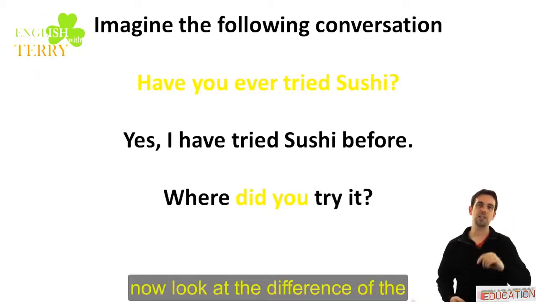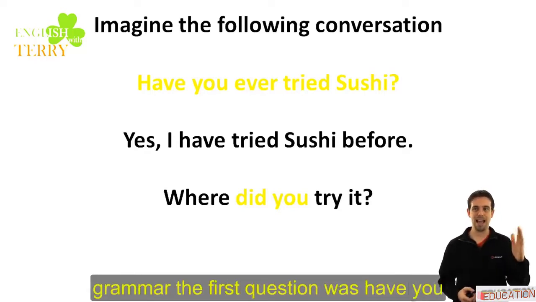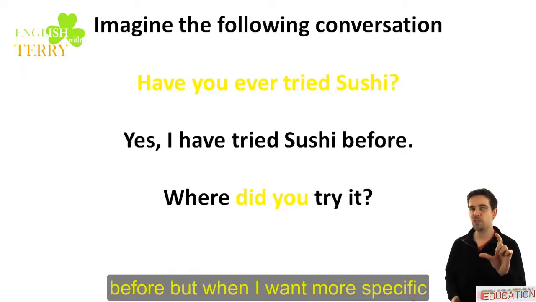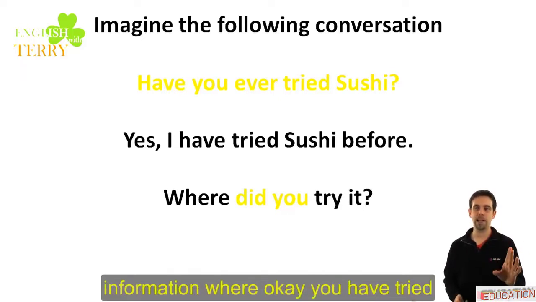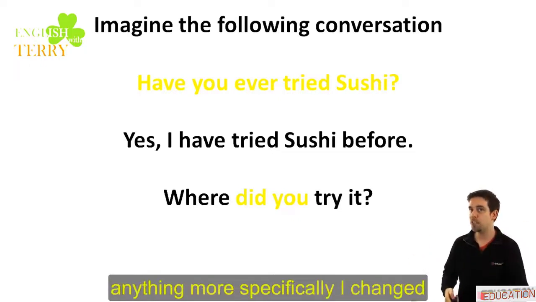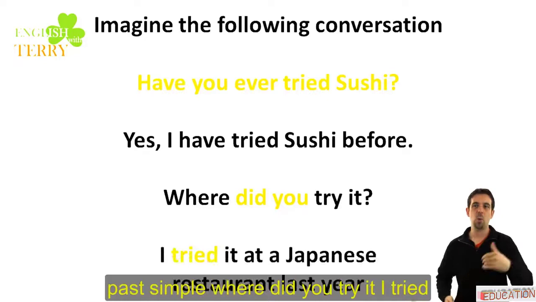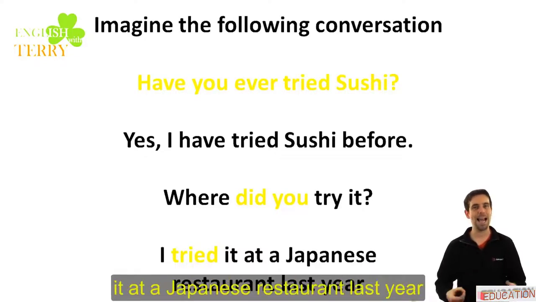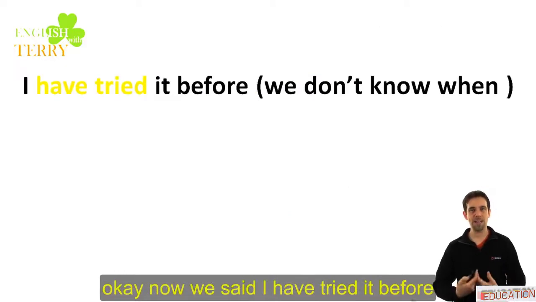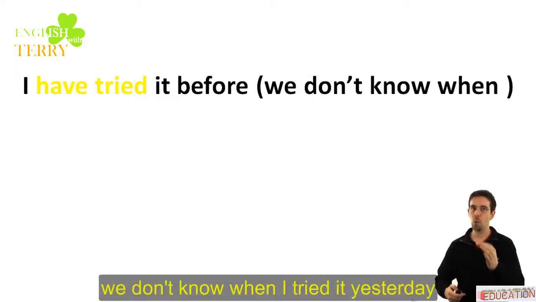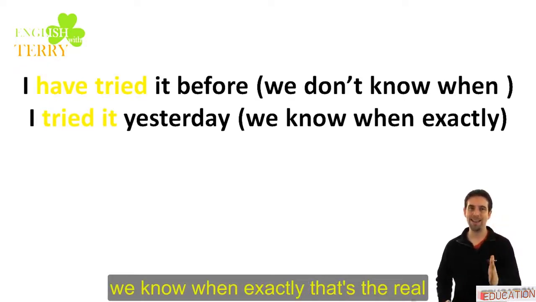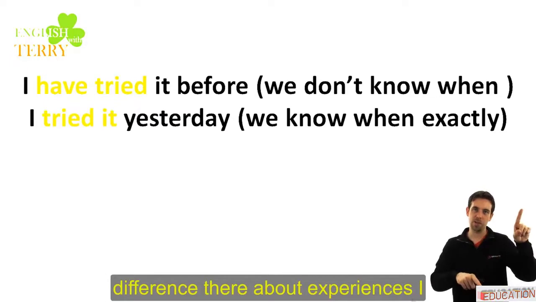Now, look at the difference of the grammar. The first question was, have you ever tried sushi? Yes, I've tried sushi before. But when I want more specific information, where? Okay, you have tried sushi. Great. I don't know when, where, or anything. But more specifically, I changed to past simple. Where did you try it? I tried it at a Japanese restaurant last year. Okay? Now, when you say, I have tried it before, we don't know when. I tried it yesterday. We know when exactly. That's the real difference there about experiences.